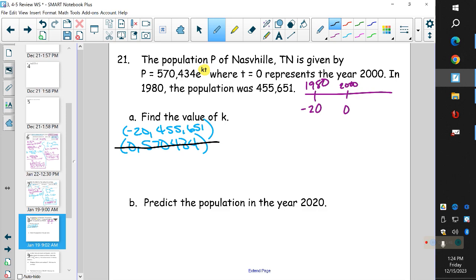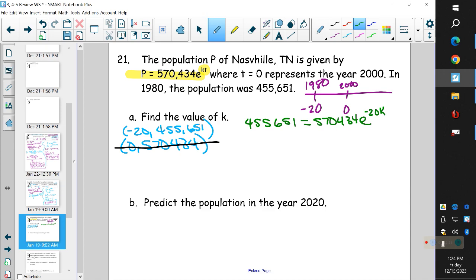So what we do know is time is negative 20. What's the 455,651 represent in this problem right here? It represents P, so let's go ahead and say that. So we're going to have 455,651 is equal to 570,434 e to the K t. And then what is K? Do we know it? No. And what is t? Negative 20. Negative 20K. We have to find K in this situation.